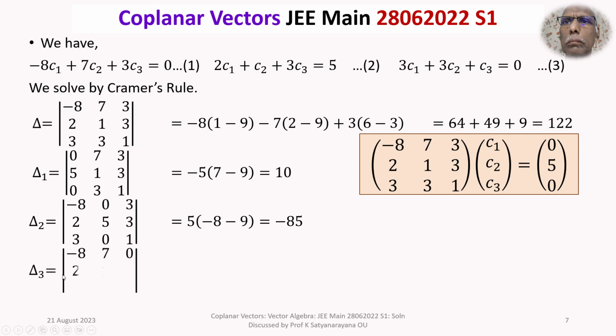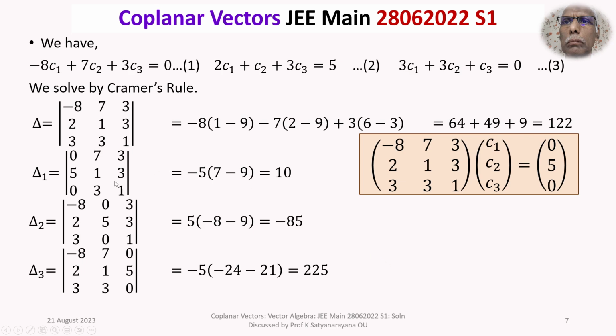Delta 3 is the same as delta with the third column replaced by 0, 5, 0. Now expand by the third column. The 5 is sitting in the second row, third position. Second row, third position means 2 plus 3 is 5. Five is odd, therefore we start with minus: minus 5 into minus 24 minus 21, that is 225.